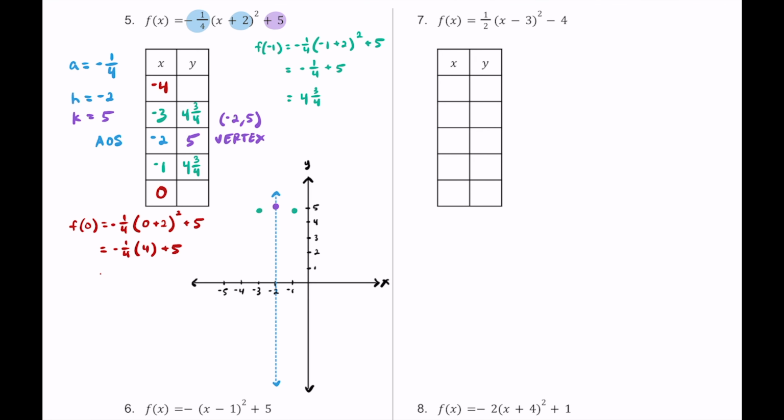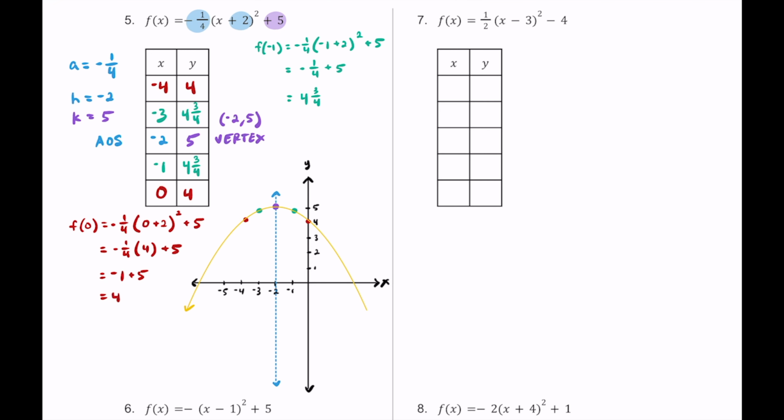1/4 of 4 is just 1. So it's going to be -1 plus 5. And that's going to be equal to +4. So when x is 0, y is 4. So when x is -4, y is also +4. Plotting -4, +4, that looks like it would be somewhere around here. And 0, 4 is going to be somewhere along the y-axis right here.